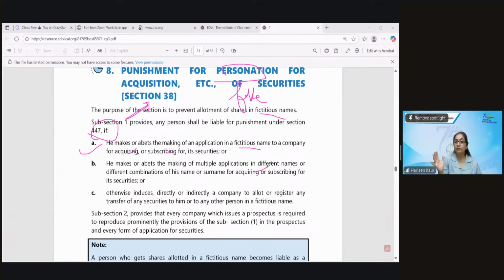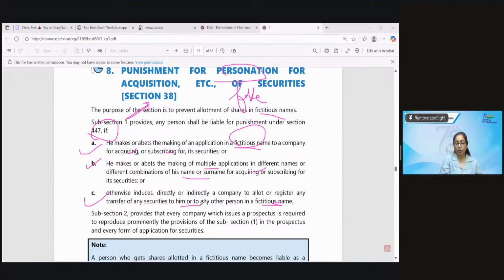Aishwarya Kapoor, John Abraham, what did you do, Shahrukh Abraham. You are mixing, making multiple applications with different names, combinations of his name and surname, just for acquiring and selling the shares. Again multiple applications for fake names. You are giving your application with a fake fictitious name, or giving multiple applications with fake names. And you are inducing a company to allot or register transfer securities in a fictitious name. Otherwise it induces a company, the company is being told to allot shares in a fictitious name. So every individual who is using a fictitious name in application for shares, or using multiple applications in false names, or inducing a company to allot the shares in a fictitious name.